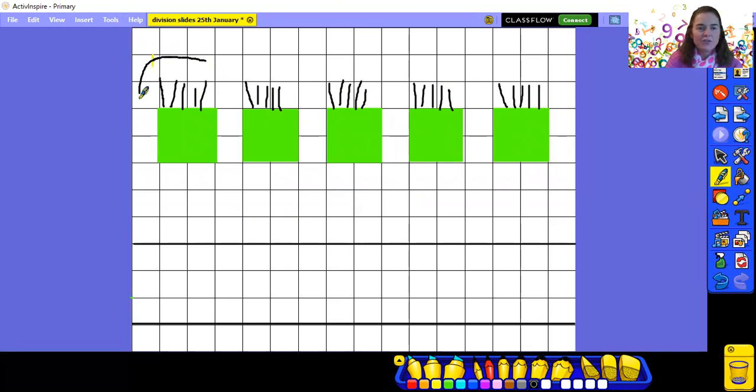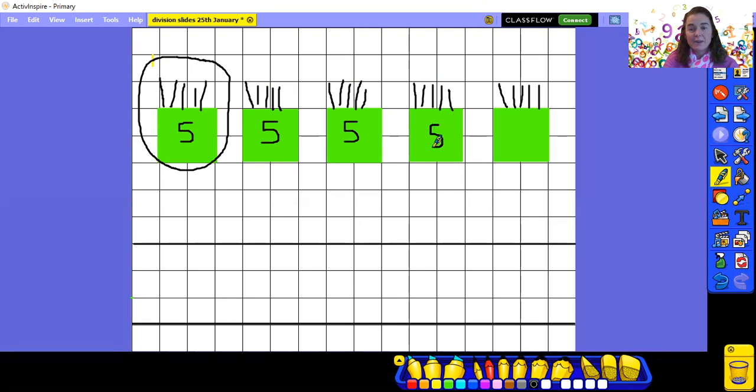Each vase should be the same because we shared them out equally. So let's count. 1, 2, 3, 4, 5. Double check. 1, 2, 3, 4, 5. Yes. So I have shared them out equally, and there are 5 in each vase. So 25 divided by 5 equals 5.